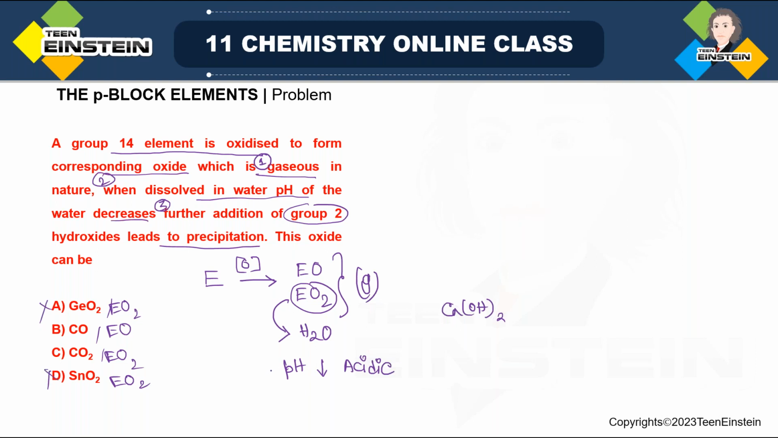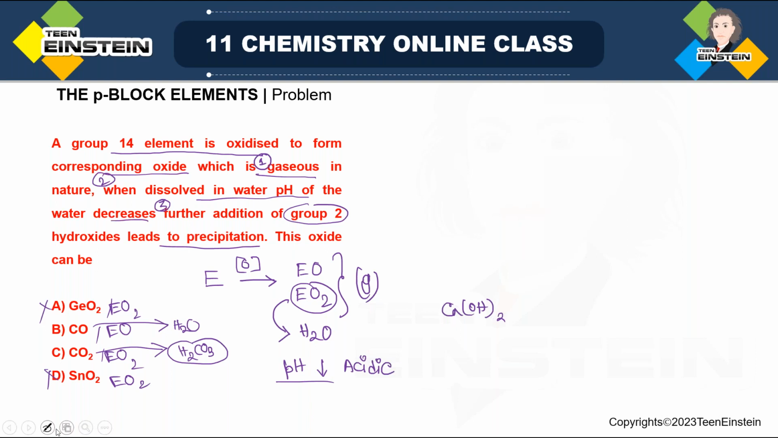Now out of CO and CO2, which one decreases the pH when dissolved in water? CO's water solubility is not very good, but CO2 in water produces H2CO3, which is carbonic acid. That means we can now understand how pH is decreasing, because an acidic solution is produced. So it must be CO2.